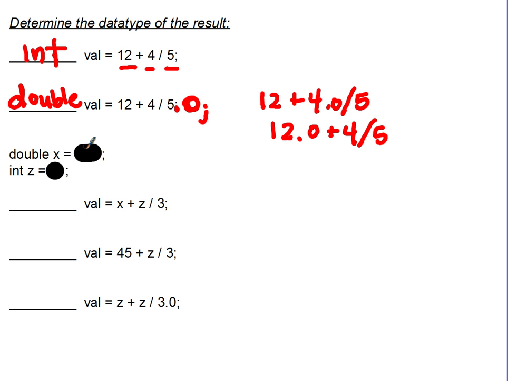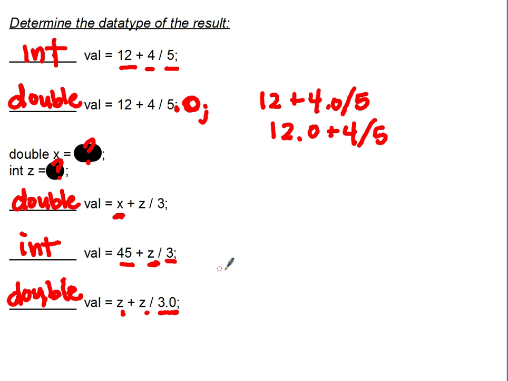And even if you don't know what the value is, so x has some value, z has some value, you don't know what they are, you're looking at, okay, here's a double, my answer is going to be a double. Here's an int, another int, another int. There's no doubles. My solution has to be an int. And here I have an int and a double. My solution has to be a double.